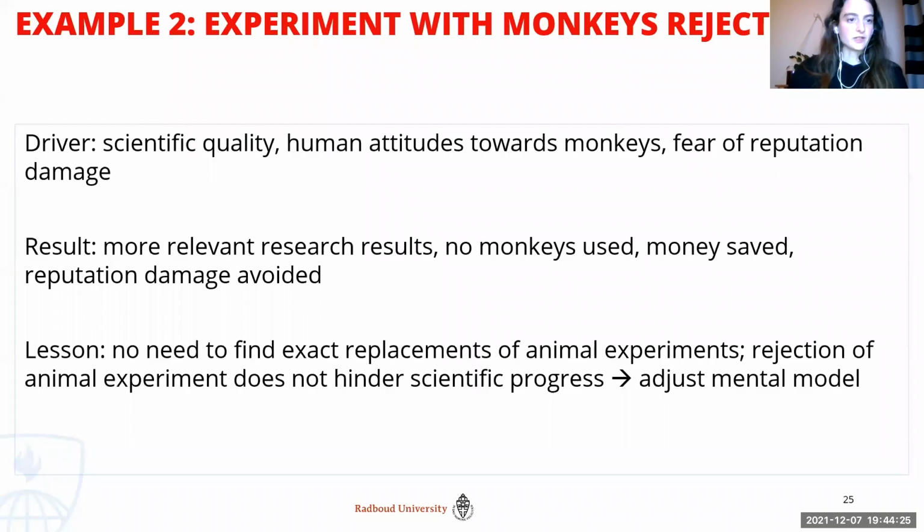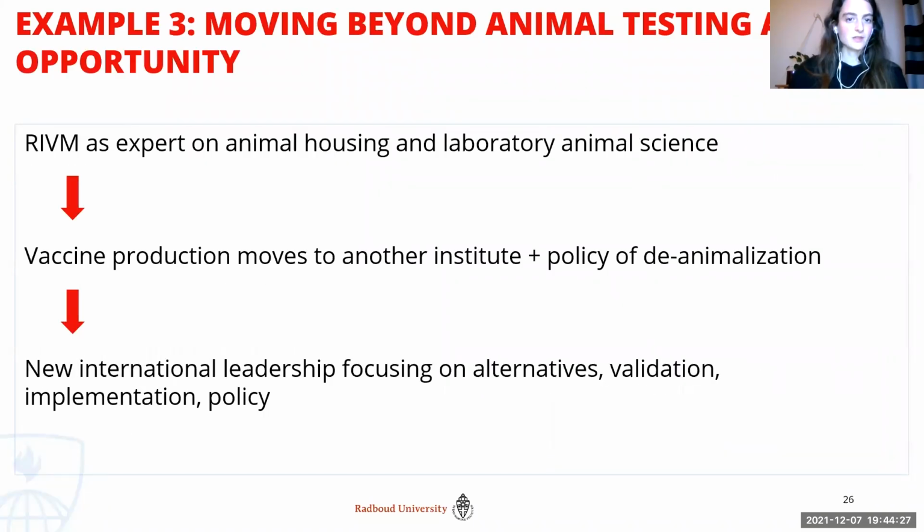Let's go to the final example. And this is more on the level of an institute, so what change can mean for an institute, maybe also for an individual researcher. As I mentioned before, the RIVM was an expert on animal housing and laboratory animal science. That's why they were also given those funds for the mice research, for example.